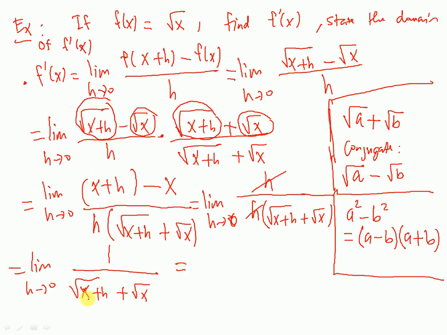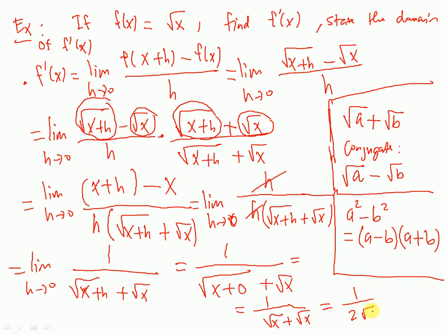And now you can plug in h equal to 0 to this whole expression. So when you take the limit, just plug in h equal to 0 to this whole thing. So x plus 0 plus square root of x. So this whole thing gives you 1 over square root of x plus square root of x, or 1 over 2 square root of x. Okay, so that is the f prime, the answer for f prime of x.